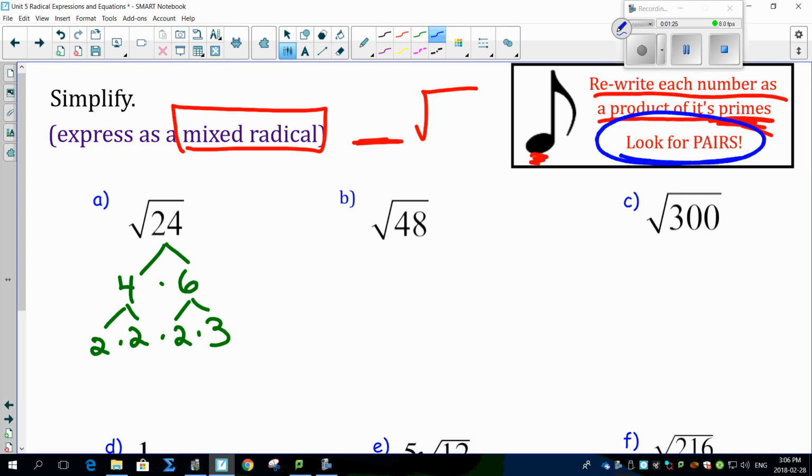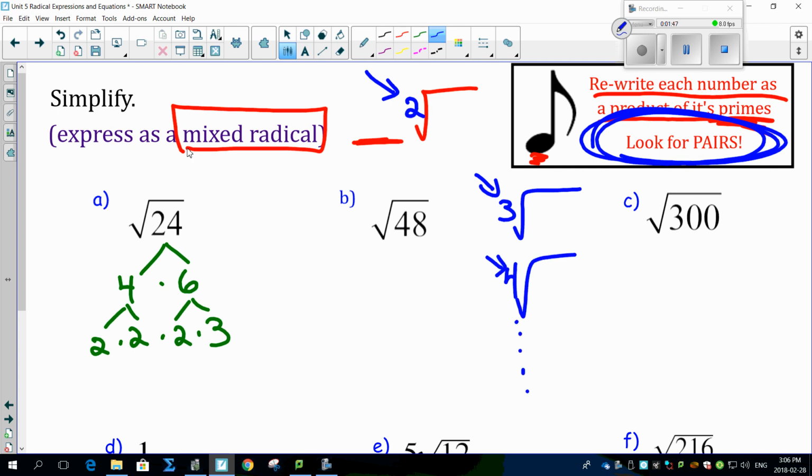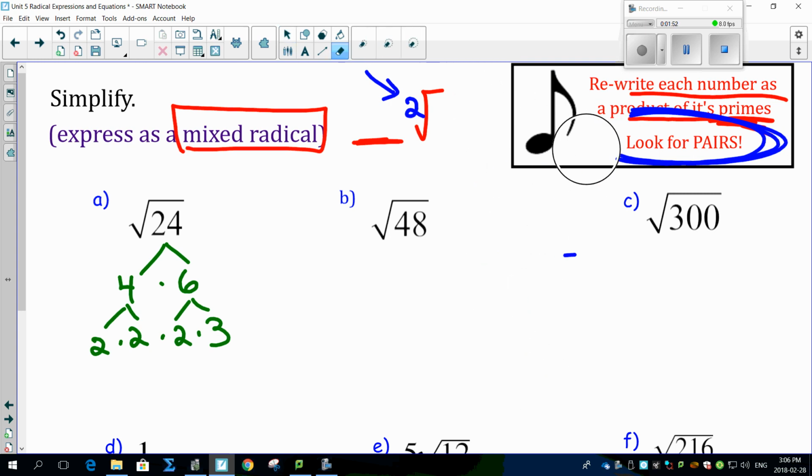Look what this says: look for pairs. Why? Well, check out the index. The index means it's a square root. The index tells you what to look for. So if the index is 2, you look for pairs. If the index is 3, you look for 3's. If the index is 4, you look for 4's, and so on, forever and ever. So in this case, since we're dealing with square roots, right here, that's a square root, even though we don't write the 2, we look for pairs.